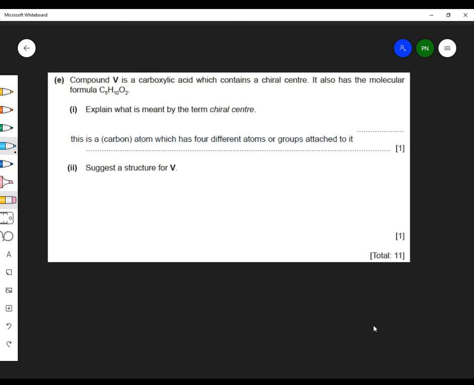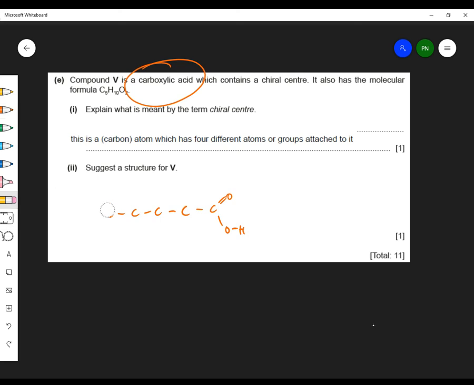All right. Suggest a structure of V. So how do I do these? Well, I've got 5 carbons. Is it carboxylic acid? I think it is, isn't it? Oh yeah, it is. It's a carboxylic acid. So there's one of those. That's there. And we have 4 carbons here. So 1, 2, 3, 4. 1, 2, 3, 4, 5. Is this chiral? No, because they're all CH2s, aren't they? Apart from the end one. So there's no chirality there.